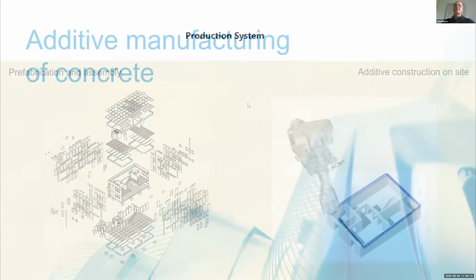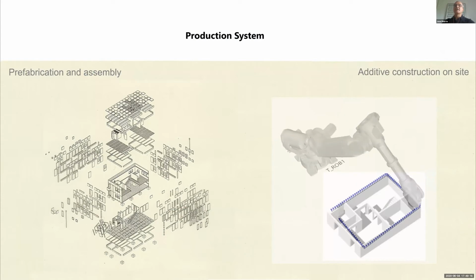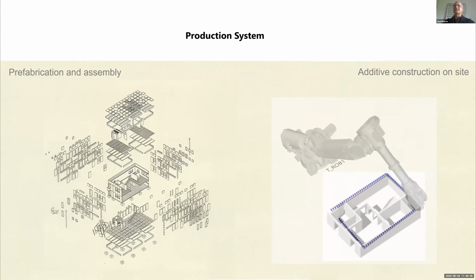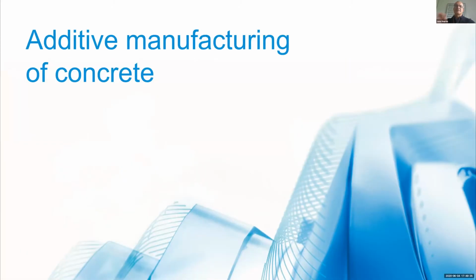On the left-hand side, you see the idea of the kit of parts. Standard components, like the Lego system, the children's toy, that you can combine in different ways to generate the customized houses. And on the right-hand side, you see the idea of 3D printing. So you have a large robotic arm that can actually 3D print the house. So let's talk about the system for making the houses, which is the focus of my presentation today.